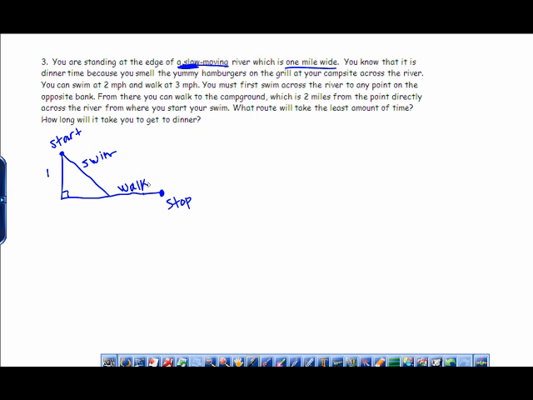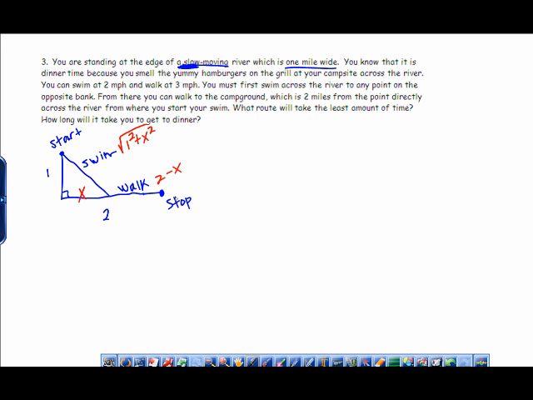Okay, it says that this point right here, you can walk to the campground, which is 2 miles from the point directly across the river from where you start your swim. So again, hopefully by now you understand where to put your x. It really just makes sense to put your x there. So then your swimming distance is going to be the square root of 1 squared plus x squared. And your walking distance is going to be 2 minus x. All right, it's not about memorizing this, but if it makes sense, then it'll stay with you. Not just the next week, but years to come.